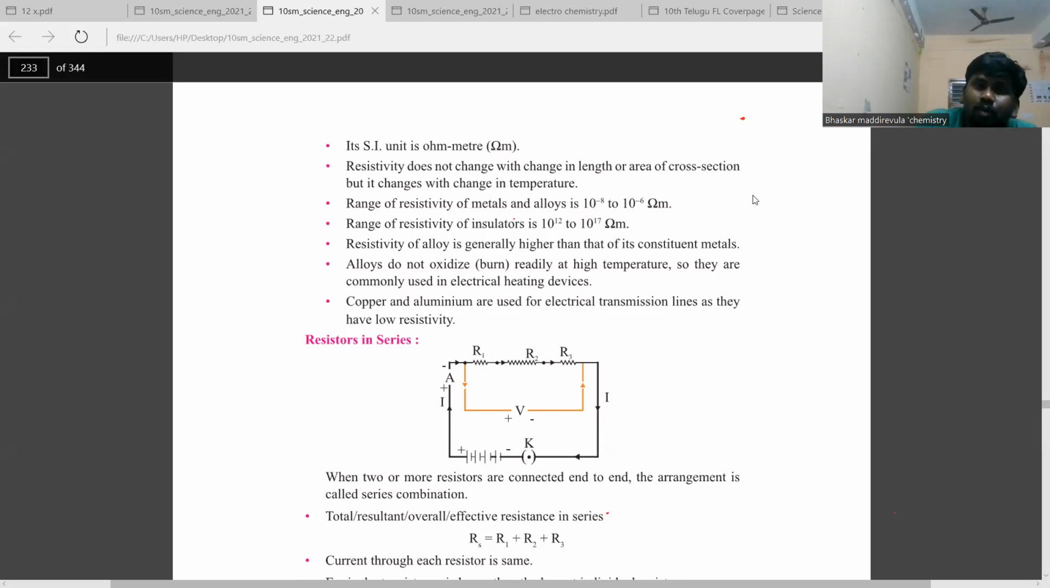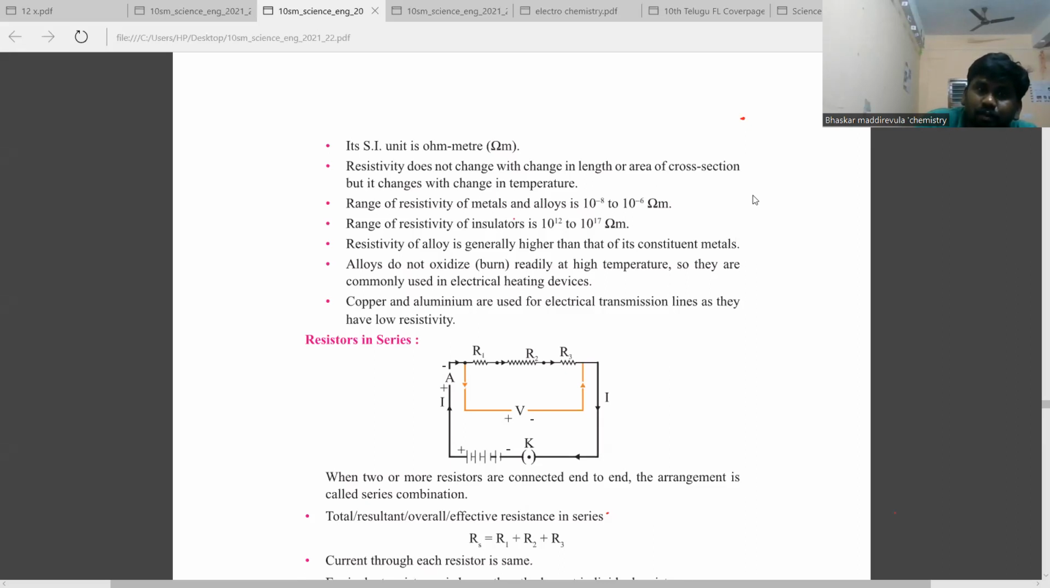Now, already we know resistivity, rho is the resistivity. R A by L is the formula to find the resistivity. Resistivity never changes with the area and length of the conductor, but it changes with the temperature. So the unit of resistivity is ohm meter.